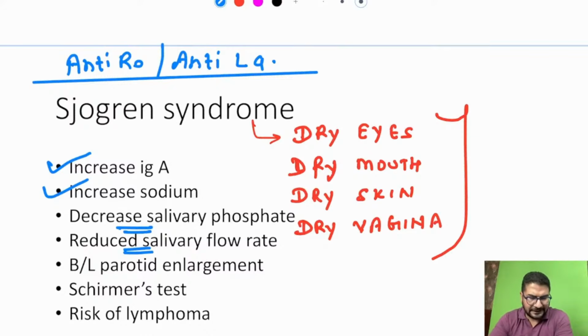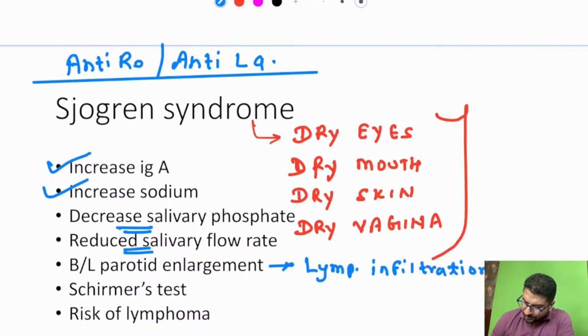Anti-Ro, what we call SSA, and this anti-La is called anti-SSB. Now try to understand this. Bilateral parotid enlargement means the parotid gland is enlarging, and because of this you will notice lymphocyte infiltration into the parotid. Lymphocytes are going into the parotid, because lymphocytes are infiltrating into the parotid glands, the parotid gland looks swollen.